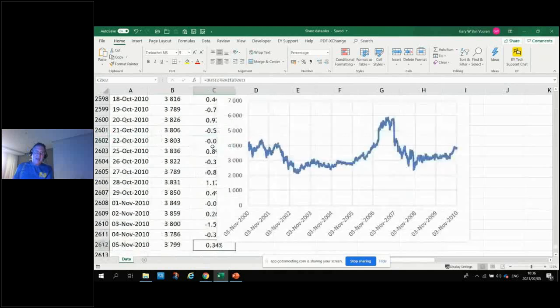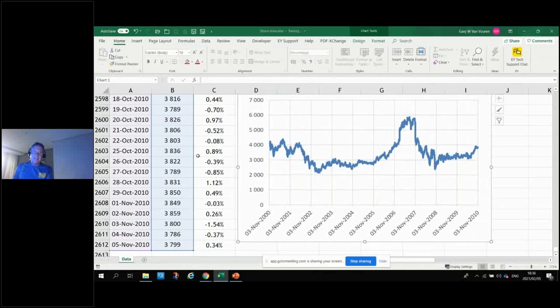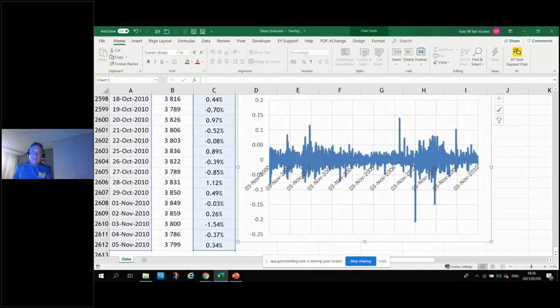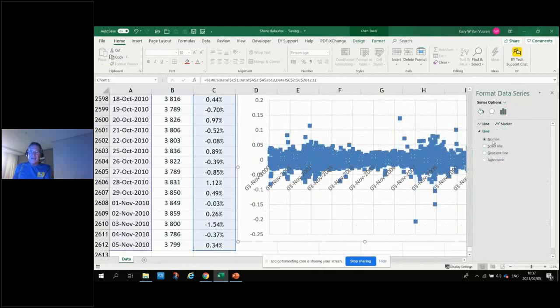Now I want to go here, and I want to show you what the returns look like, right? So I can do this. I can just click that over. And I really hate the way that's been done. So I'm just going to quickly format this. And we will make this into a little chart, and we'll have no line, right? And I'll make these slightly smaller.